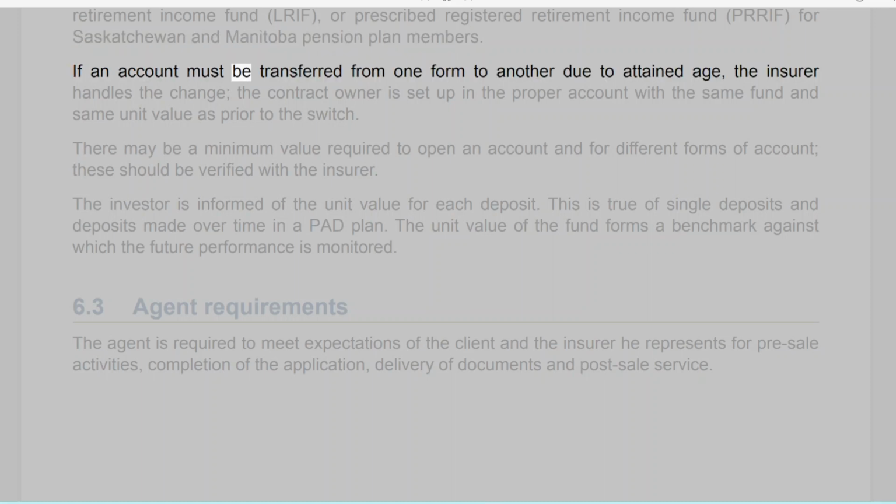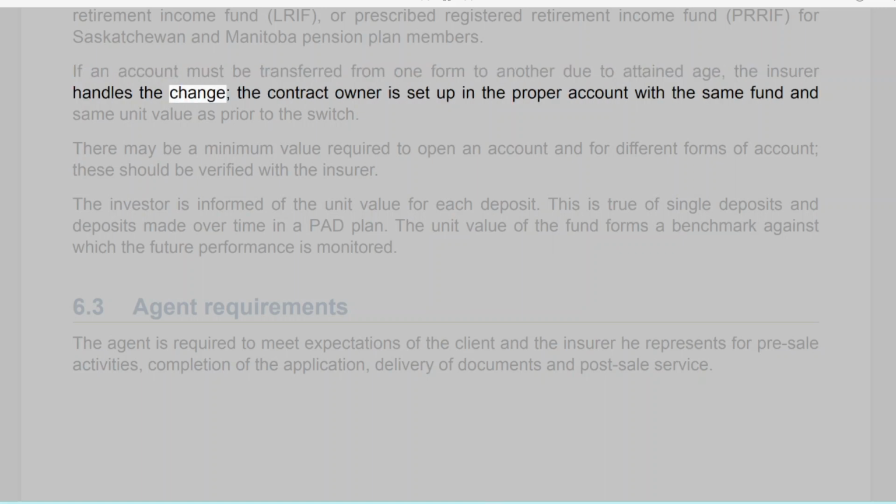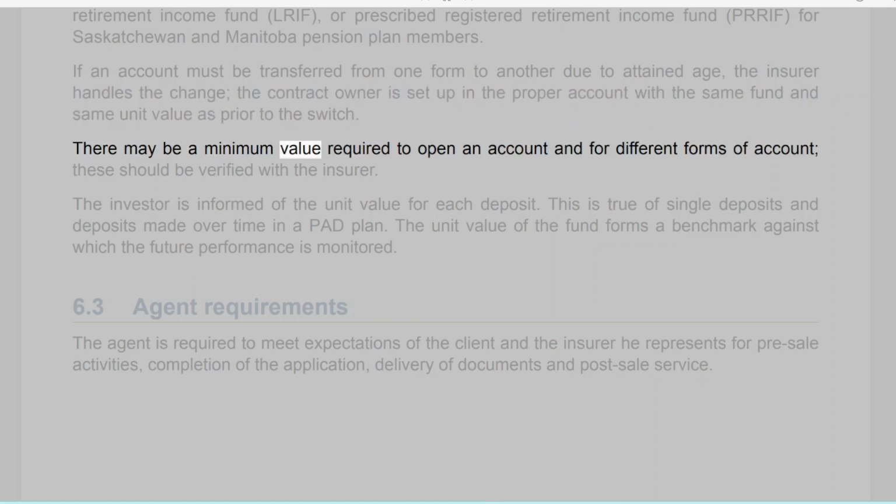If an account must be transferred from one form to another due to attained age, the insurer handles the change. The contract owner is set up in the proper account with the same fund and same unit value as prior to the switch. There may be a minimum value required to open an account, and for different forms of account, these should be verified with the insurer.